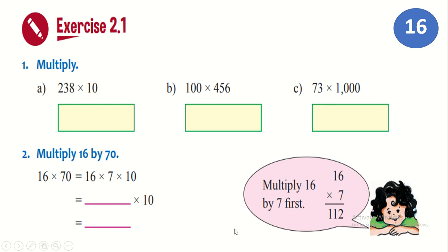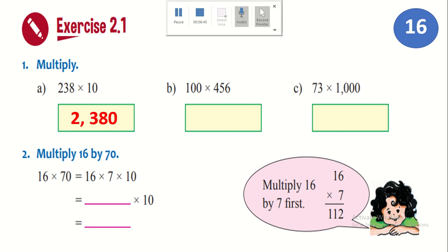Now, let's move to your exercise on page 16. Number 1, multiply. Letter A: 238 times 10. You add 0 to the right, only 1. The answer is 2,380.